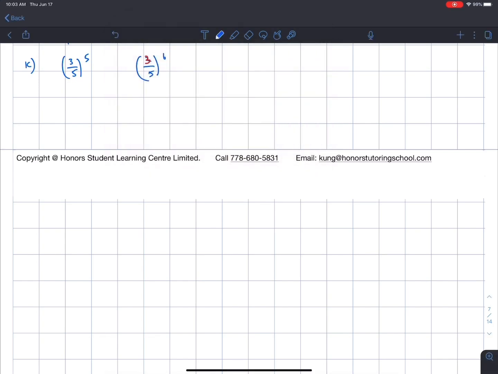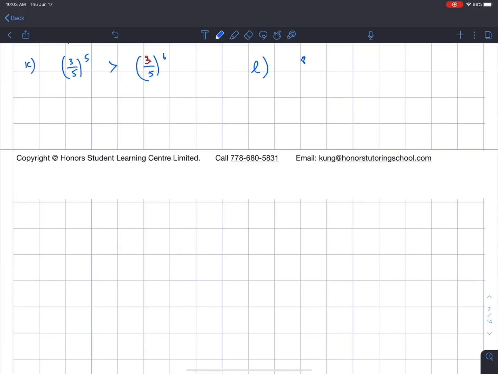Okay, so this time the base is smaller than 1, in between 0 and 1. So the bigger the exponent, the smaller the value. And the smaller the exponent, the bigger the value. So this one should be bigger, right? They have the same base. And the base is less than 1. So the smaller the exponent, the bigger the value.